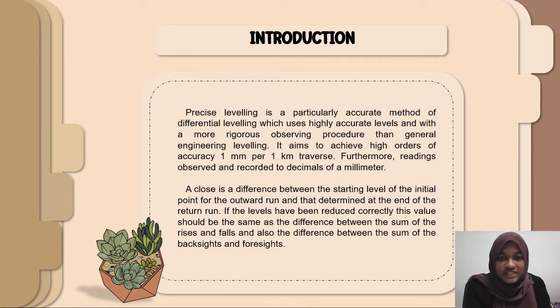A closure is the difference between the starting level of the initial point for the outward run and that determined at the end of the return run. If the levels have been reduced correctly, this value should be the same as the difference between the sum of the rises and falls, and also the difference between the sum of the backsights and foresights.